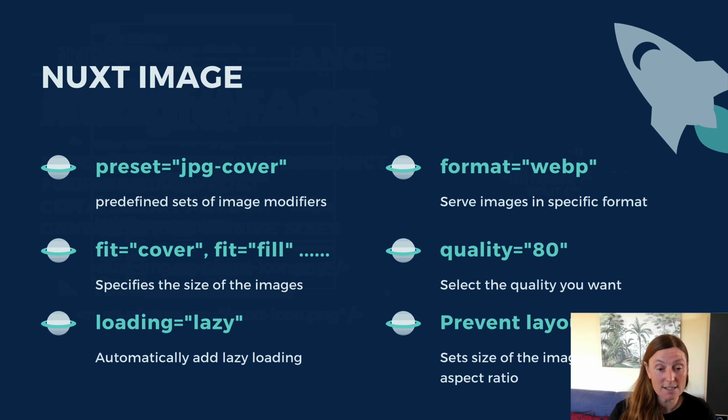Loading of lazy, right? So very important to lazy load. So automatically it's going to lazy load the images for you. WebP, it can serve images in specific formats. Quality, you can choose the different quality of your image to have a lesser quality, so to improve your performance, for example. And prevent layout shifting, very important. So it sets the size of the image based on the aspect ratio, and that kind of means it's not going to load the page and then go, oh, I needed more than I expected, and kind of shift, yeah? So that's really, really cool.